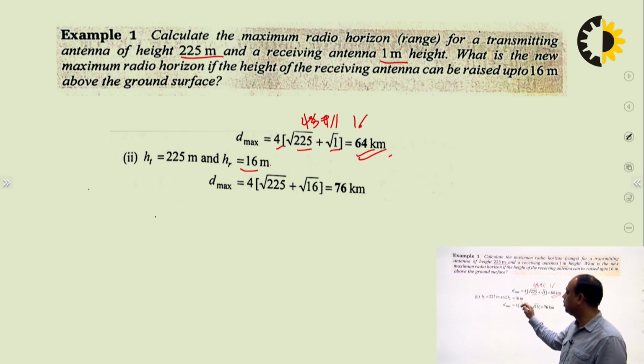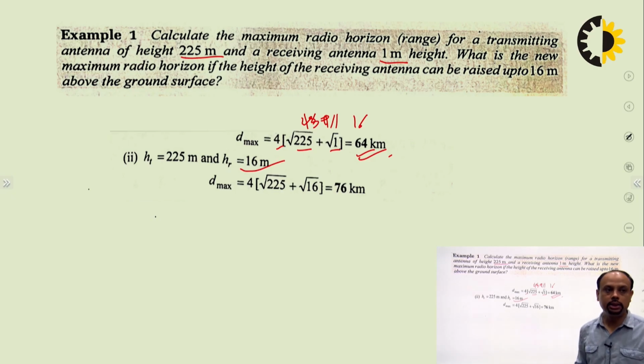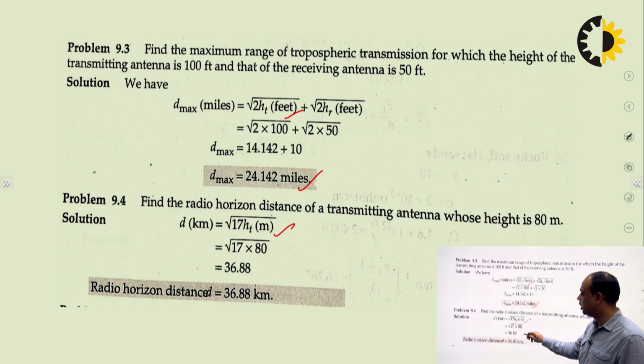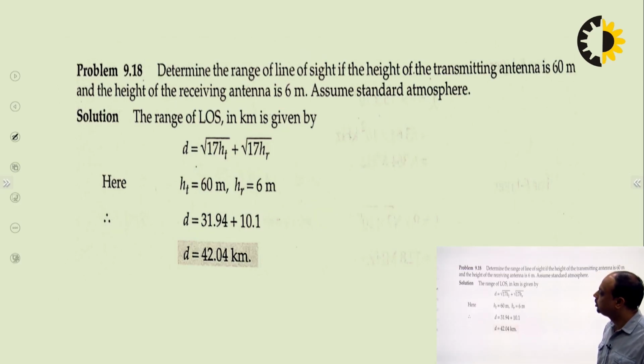Similarly, for an antenna height of 16 meters, we are able to transmit the signal up to 76 kilometers. So there are some more examples. If the value is in feet, we can calculate the same distance in miles. And if the transmitting and receiving antennas have the same height, then we have the value like this. In a similar way, we can solve this question as well.